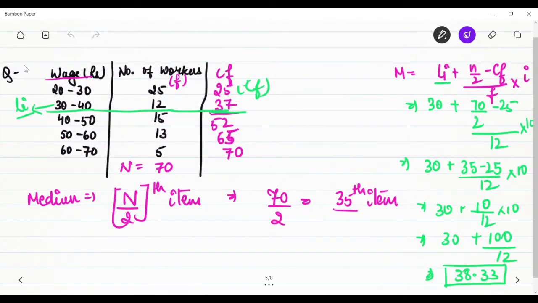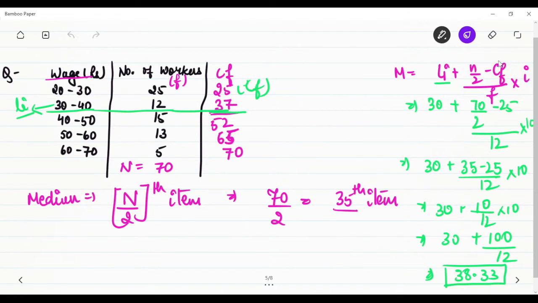The question can be explained through this example. We have been provided with class intervals of wages, and with the number of workers that lie between these class intervals. So what is required in the formula? We need L1, N, CF, F and I.